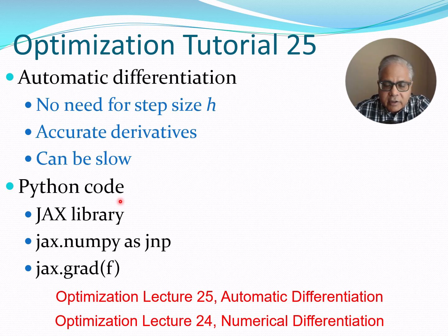Now, one of the important things here is that you can use the JAX library. And again, remember jax.numpy as jnp has to be put in various places. The important function to keep in mind is jax.grad, and f here is the function which you are calculating. So you need to write a function subprogram in the form f of x, and then you can invoke jax.grad to get your gradient vector.